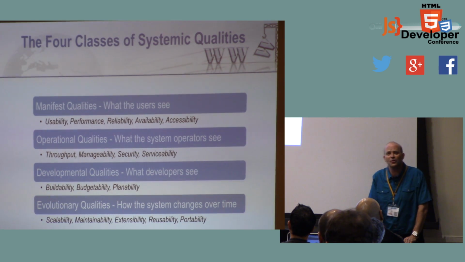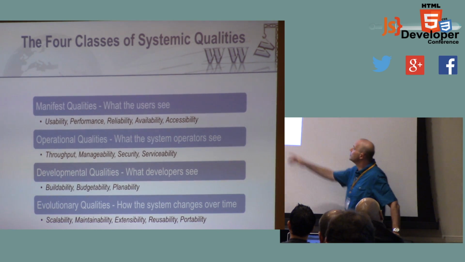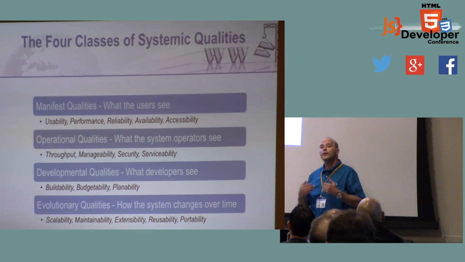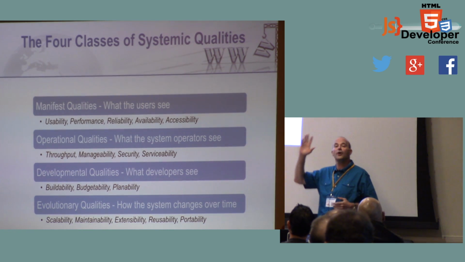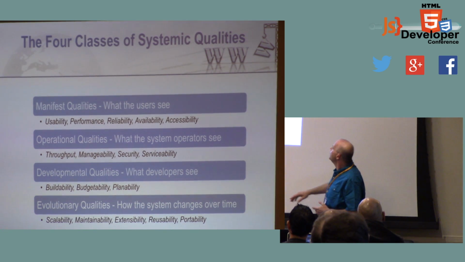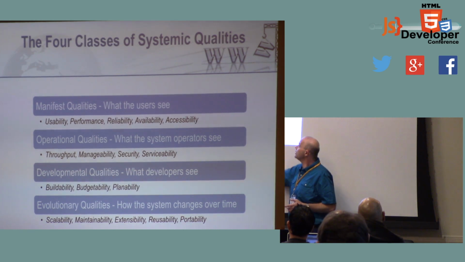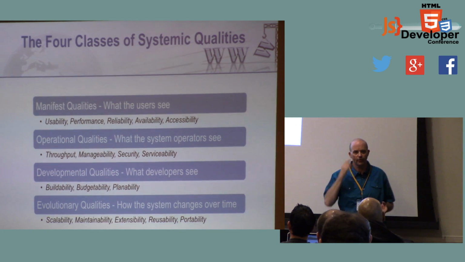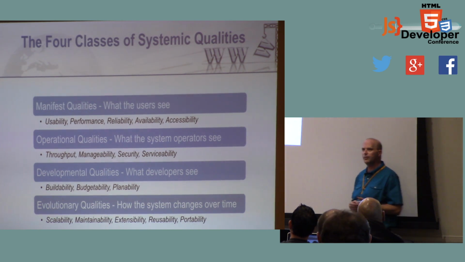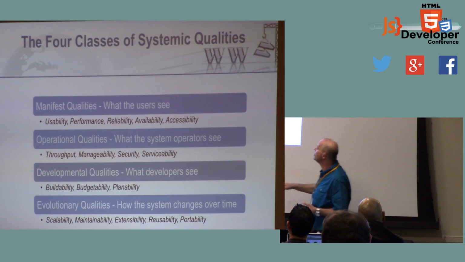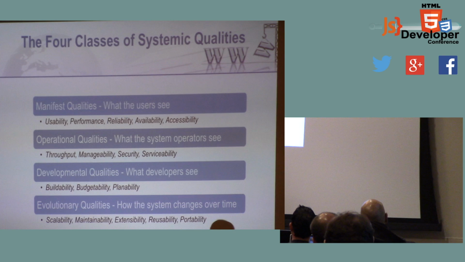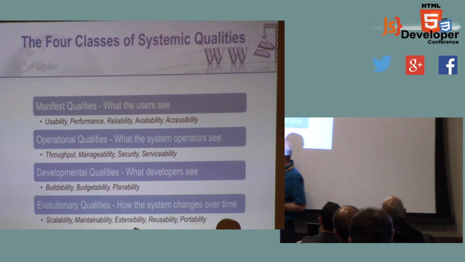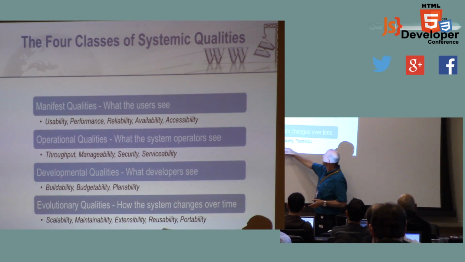Yeah, that project didn't work very well, right? Buildability, planability, these are really important things. That project was not my idea, by the way. The evolutionary qualities, these are the things that everybody who has a stake in the system cares about. Not just the operators, not just the people who pay for it, not just the end users, but everybody. Scalability, maintainability, extensibility. Can we make this thing future-proof?